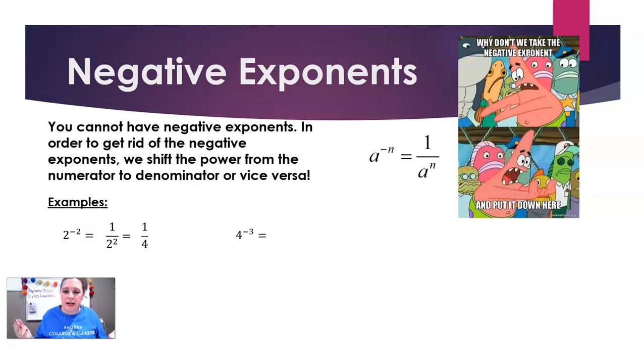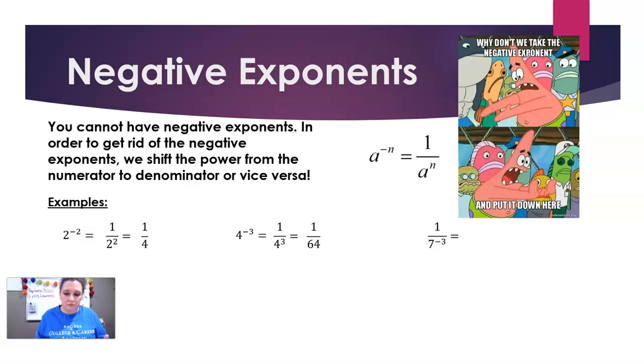We had 4 to the negative third power. I'm going to take that 4 to the negative third power and move it to the bottom. When we move it to the bottom, it becomes positive. So now we have 1 over 4 to the third power. I can simplify 4 to the third power. That is 64. So it's 1 over 64.